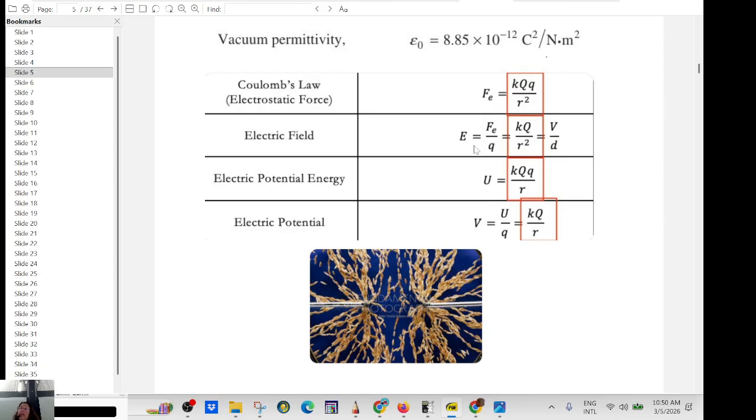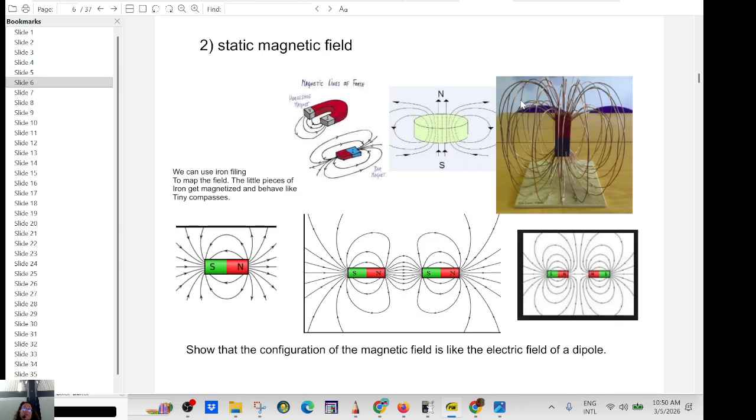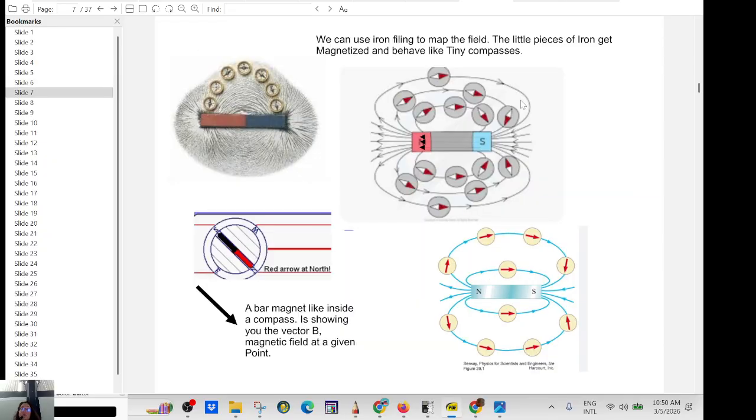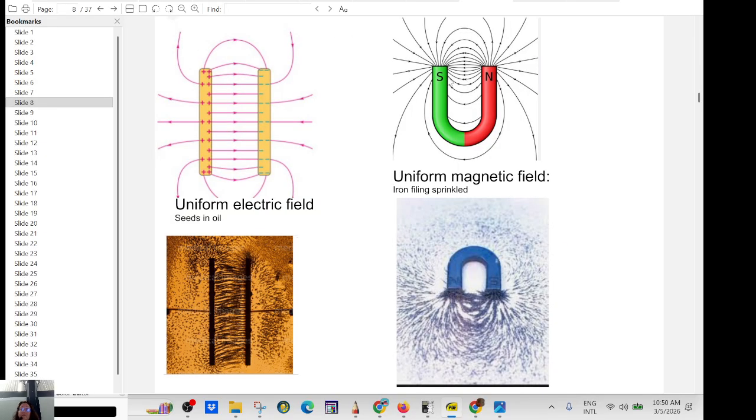And that's going to be the electric field. It's following an inverse square law. This is Coulomb's law. Okay, and we're going to talk about the magnetic field next time. Any question?